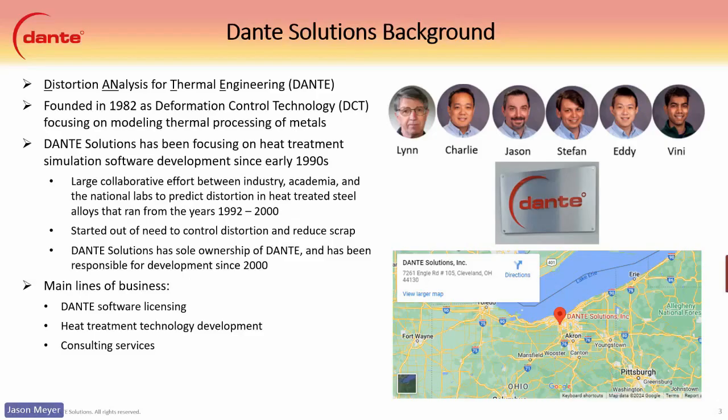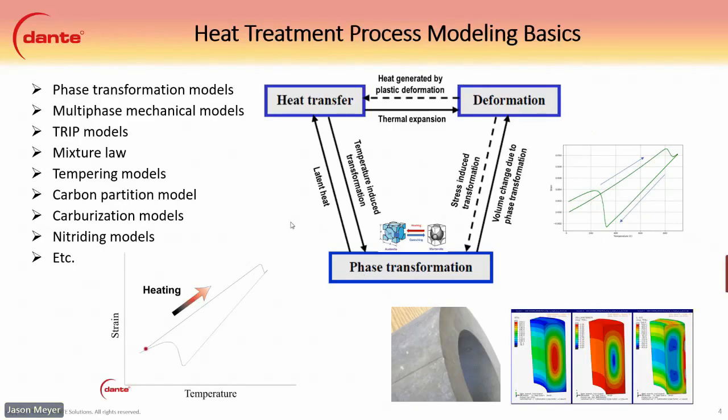So DANTE Solutions has sole ownership of the software that came from that project, and we've been responsible for the development ever since the 2000s. We've had a lot of different additions and updates over the years, and we continue to do so every year with a new package. Our main lines of business are the software licensing, the heat treatment technology development, and we also do a lot of technology consulting services with our software. We're located right on the shores of Lake Erie here in Cleveland, Ohio, and here are the 6 main people who work here. I'd like to meet you sometime.